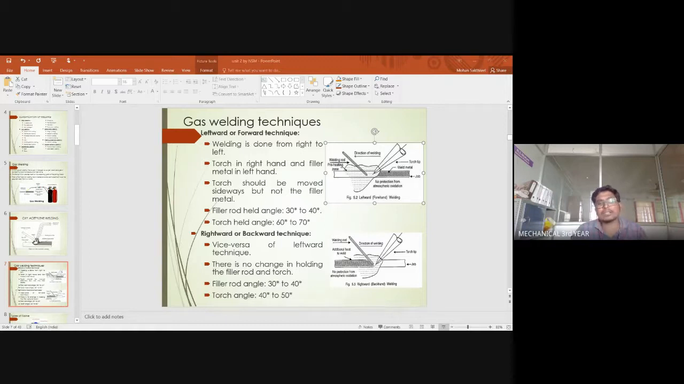The tungsten electrode has the highest melting point of 3430 degrees Celsius, so it won't melt. But on continuous heating, it may also melt. To overcome that problem, we are coating it with thorium and zirconium powders. The next point is the inert gas may be either helium, argon, nitrogen, or carbon dioxide.